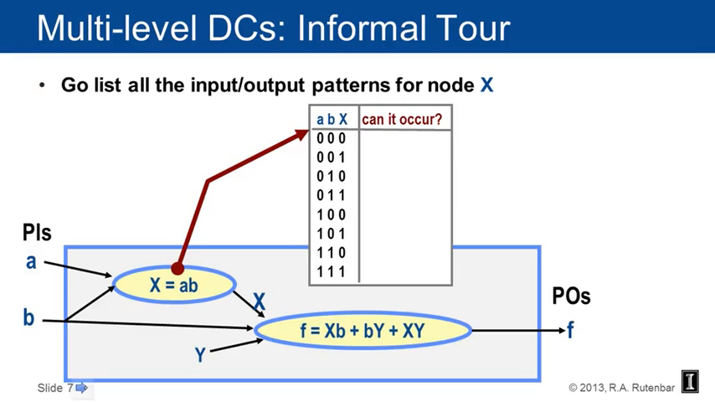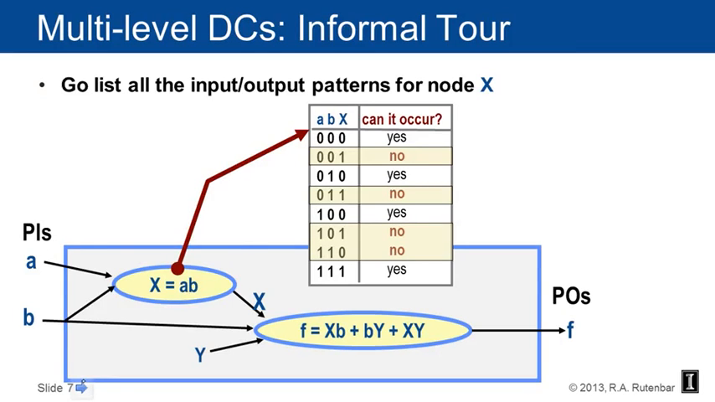The first thing that we can do is just say, well, 4 of them can certainly occur because x is equal to a and b. So the patterns associated with x equals a and b can occur. So 0, 0, 0 can occur, 0, 1, 0 can occur, 1, 0, 0 can occur, and 1, 1, 1 can occur. So we have yeses in all of those rows. So it would seem that all of the other rows are no's, and yeah, that's actually correct. There are 4 patterns that cannot happen to a, b, and x: 0, 0, 1, 0, 1, 1, 1, 0, 1, and 1, 1, 0.